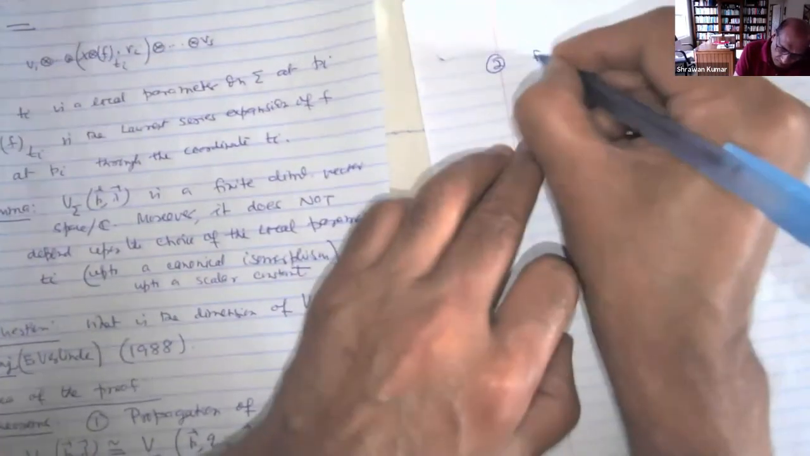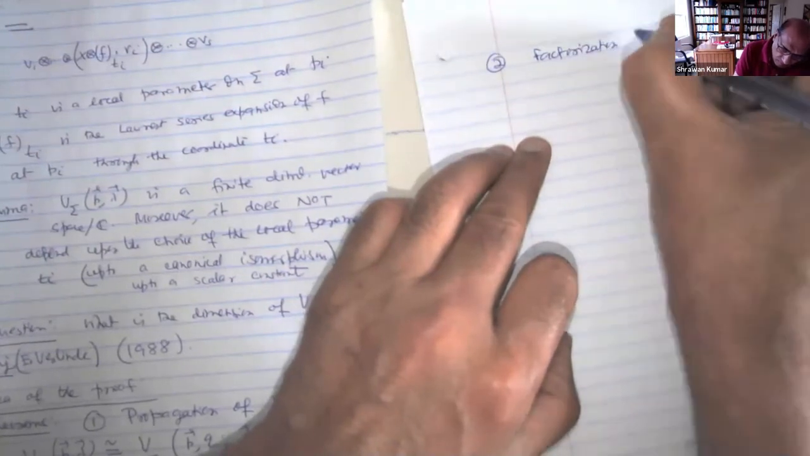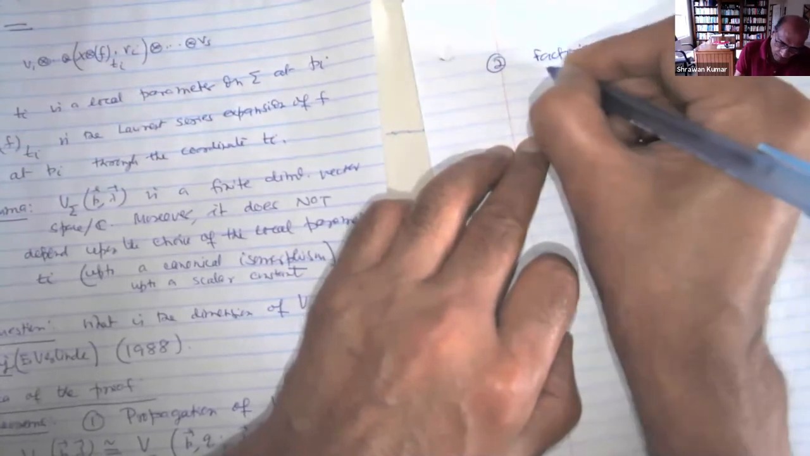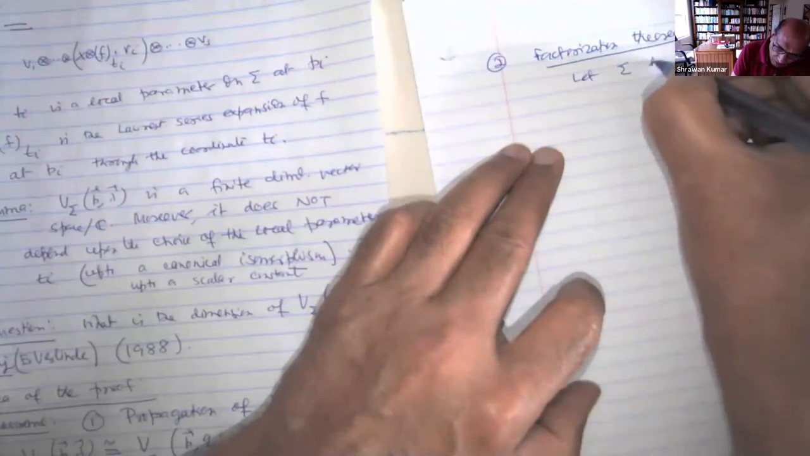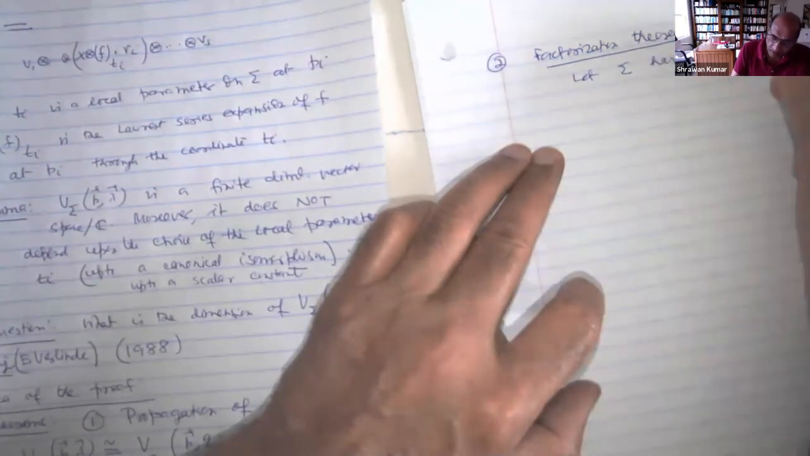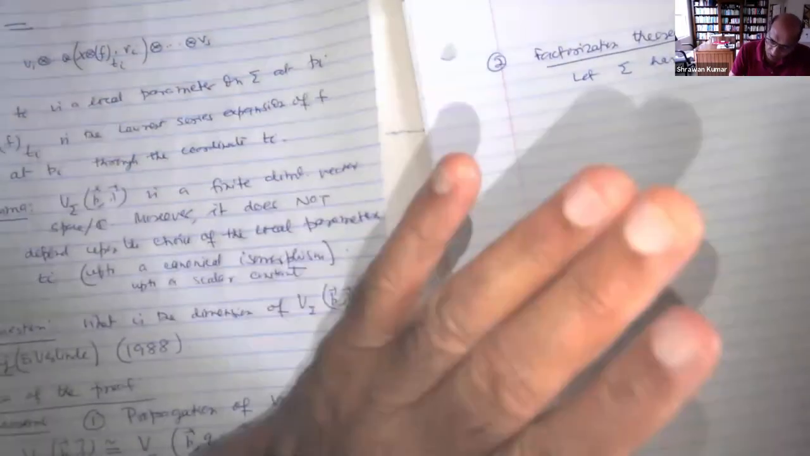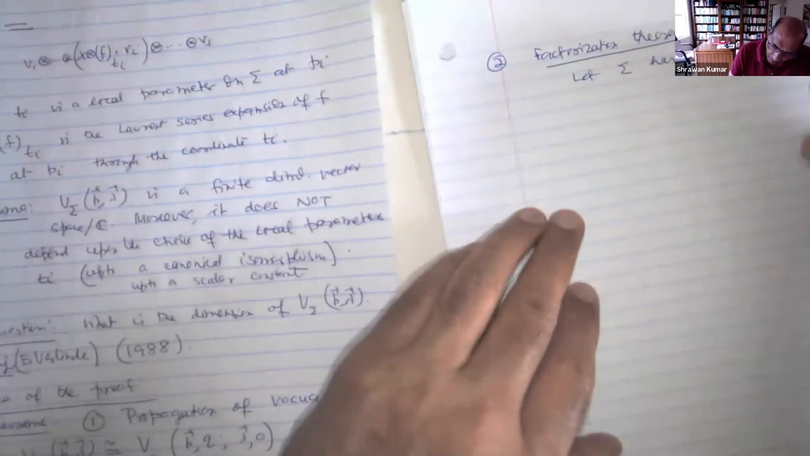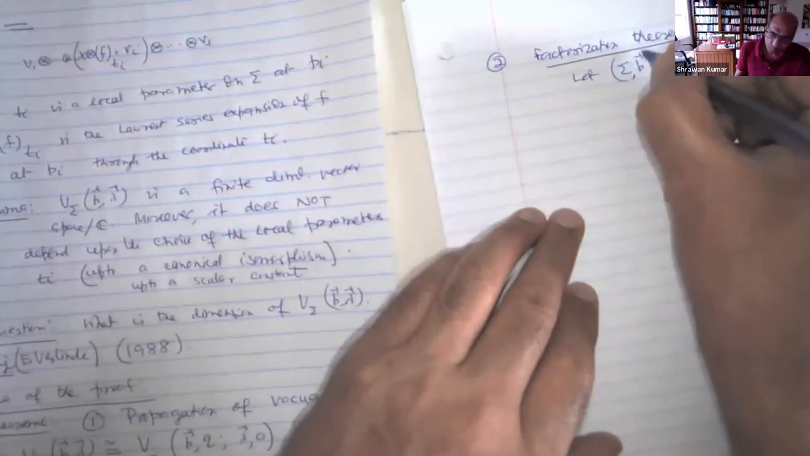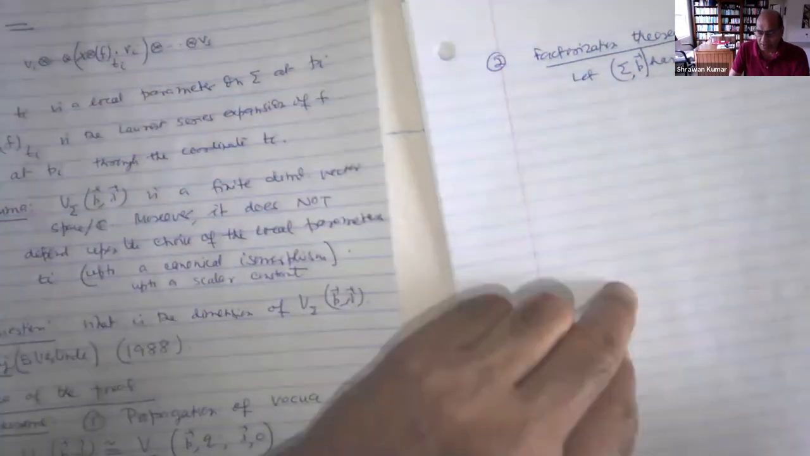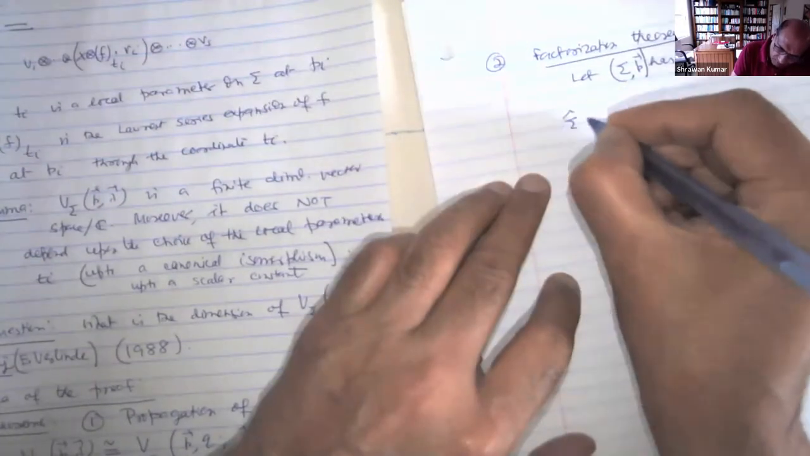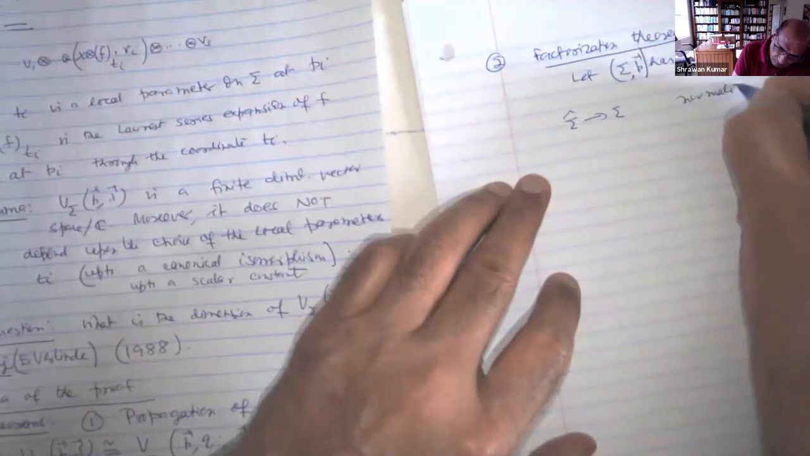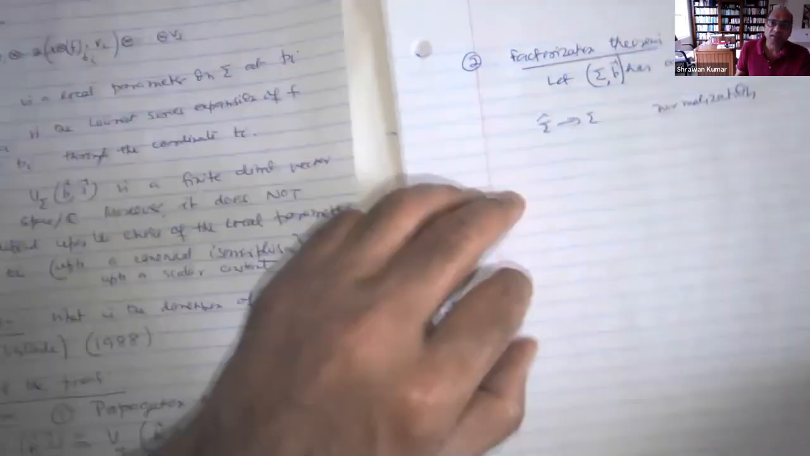Now, the second theorem is the factorization theorem. What it says is: let sigma have a node Q. It can have other nodes, but I'm just taking one node as the node Q. And it's an S-pointed curve. Now notice that Q, being a node, cannot be one of those points P. Now let's take the normalization.